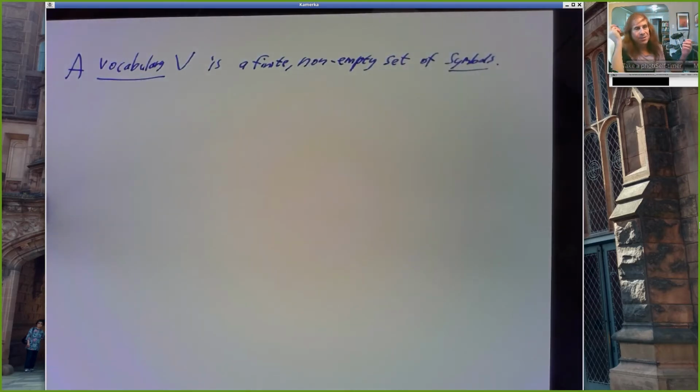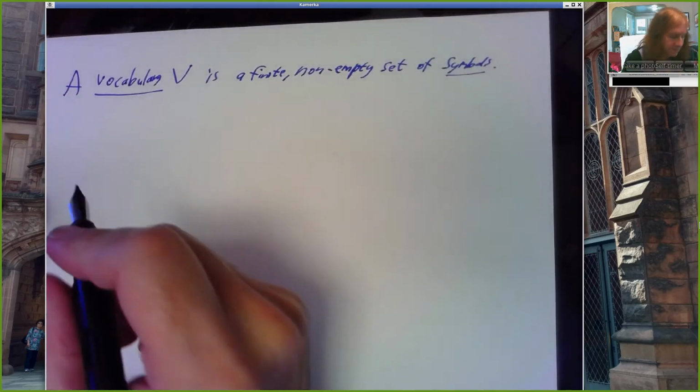Alright, so we're doing a set theoretic approach here. And by symbols, I mean letters, digits, characters, whatever we're defining. We'll have to specify that. But a vocabulary is a finite, non-empty set of symbols. So it's the things from which you build other things.